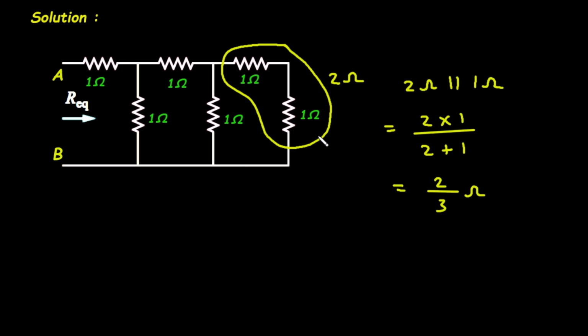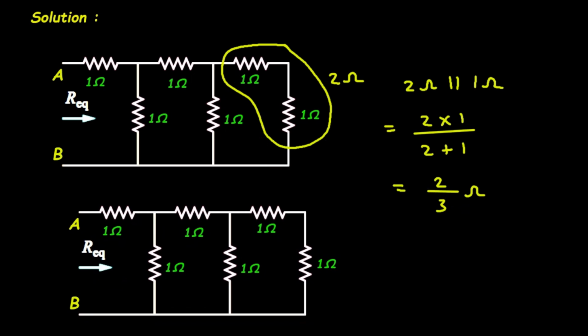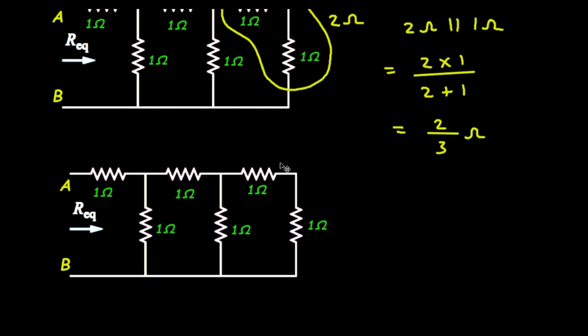Now what we can do, we can redraw this circuit and we can replace these 3 resistors by a single 2 by 3 ohm resistance. So let's clear this and let's clear this too. So now this will be a single resistance of 2 by 3 ohm.